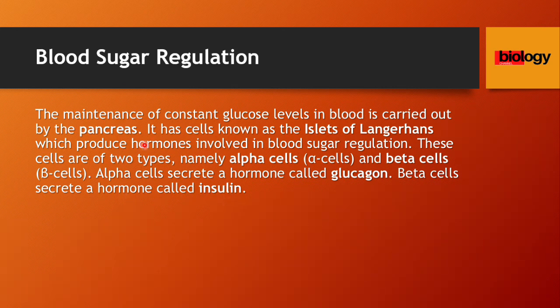Now let me explain. The pancreas has got cells, and these cells are known as islets of Langerhans. And there are two types of islets of Langerhans, which are alpha cells and beta cells. These two cells secrete hormones that help in the regulation of glucose. So the alpha cells secrete a hormone known as glucagon, while the beta cells secrete a hormone called insulin. So these are the hormones that play a role in maintaining sugar levels or glucose levels.